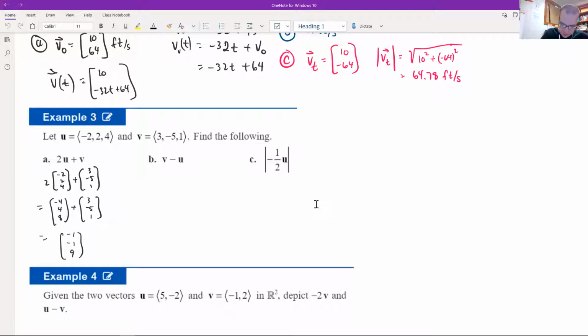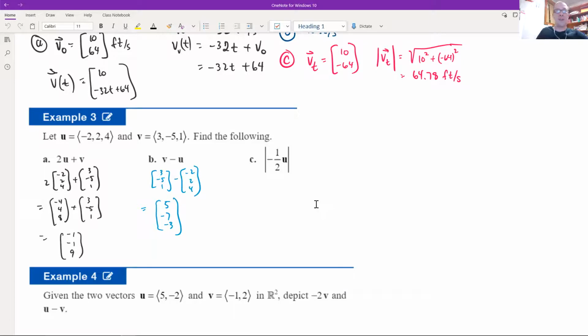Moving on. 3, negative 5, 1, minus negative 2, 2, 4 equals 3 minus negative 2 is 5. Negative 5 minus 2 is negative 7. And 1 minus 4 is negative 3. Cool. Last one.